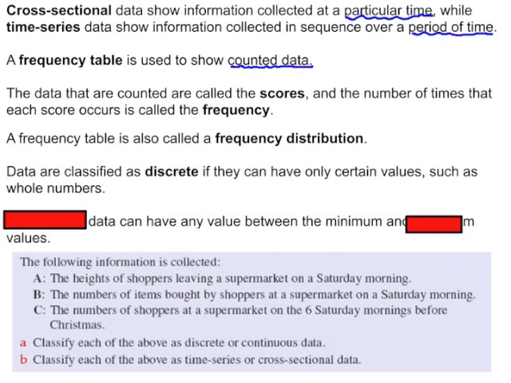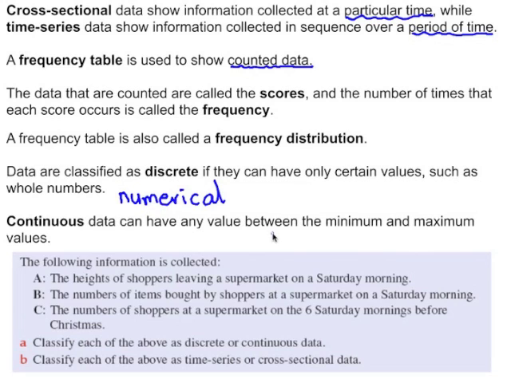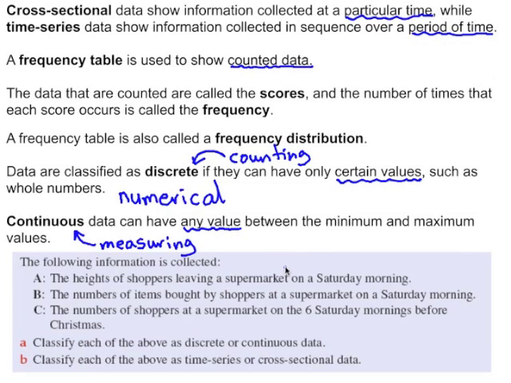Finally, we have discrete data and continuous data. Both of these are numerical as opposed to categorical data, but discrete data can only have certain values, whereas continuous data can take any value within a certain range. If we're counting something, then we have discrete data, and if we're measuring something, we usually have continuous data.